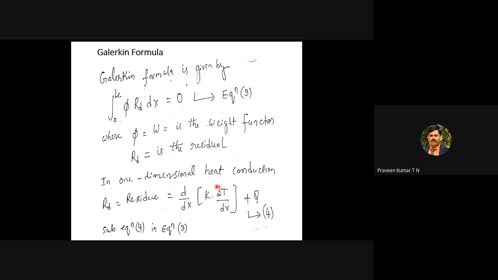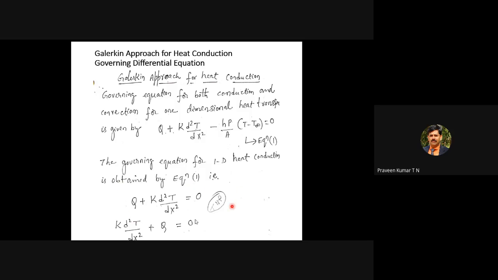This on the left hand side, this term is nothing but your actual exact solution. On the right hand, this term is nothing but your approximate value, that is the calculated value. This is the residual function. This residual function we are getting from this one-dimensional heat transfer.